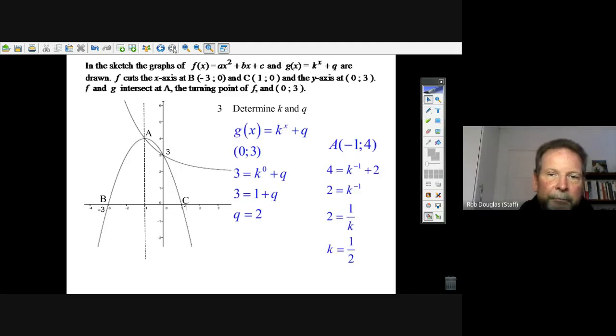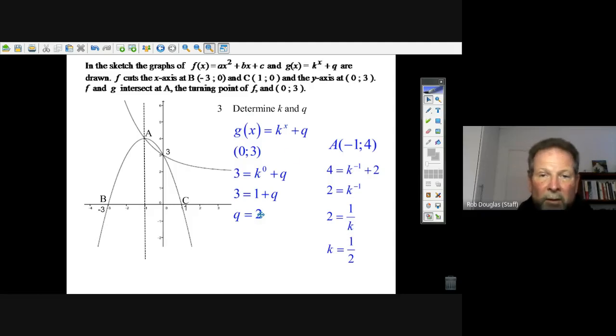Okay. The last question. On the exponential function, determine k and q. Well, this substitution game just keeps happening again and again. We know that (0, 3) is a point on here. So all we do is instead of y, which is g of x, we put 3, and instead of x, we put 0. But k to the 0, anything to the 0 power is 1. So if we subtract 1 from both sides, q must equal 2.